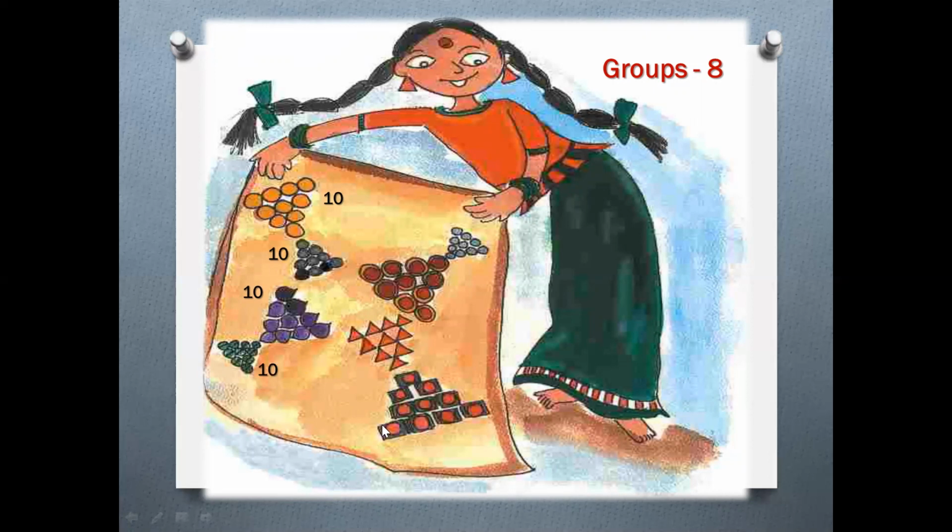Next one, 10. Next group, 10. Now the last one, 10. That means in each group, 10 bindis are there.